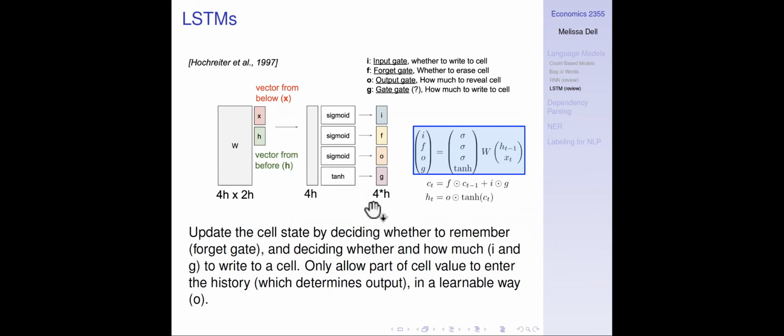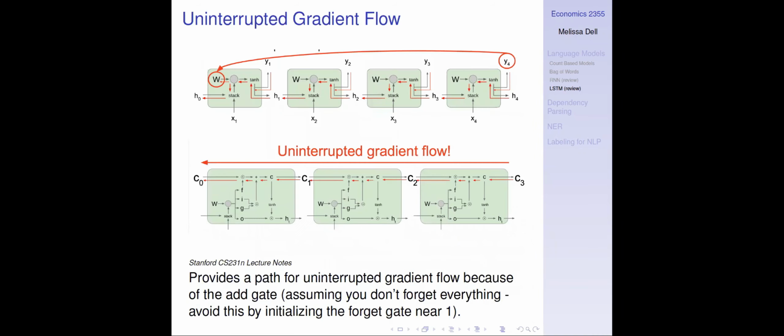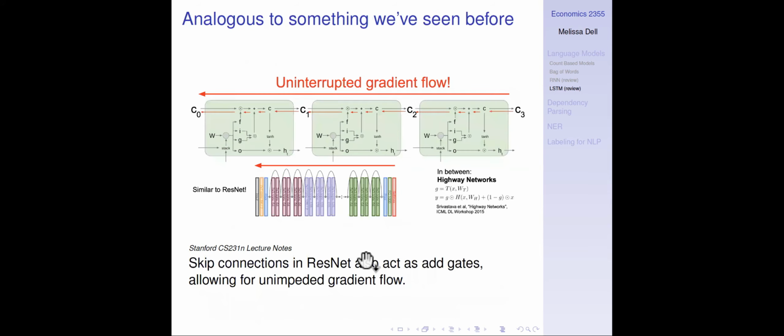And this might seem like a bit of an idiosyncratic architecture, but as we saw, the key reason why this works is that the cell state is giving you uninterrupted gradient flow through the network. So it's going to help you deal with the vanishing gradient problem. The only reason you're going to have a vanishing gradient is if you always forget everything, which you can just avoid by initializing your model so that you don't forget everything. And as we talked about, this is very similar to ResNet, where we similarly had these add gates, or what they call skip connections, that allow for unimpeded gradient flow. And it also relates to this idea of highway networks.